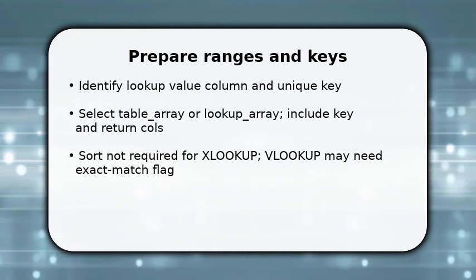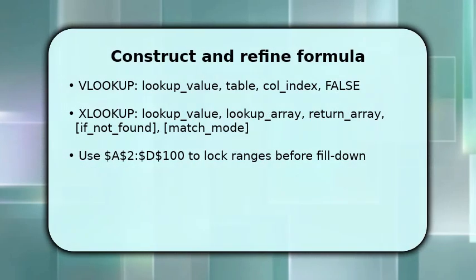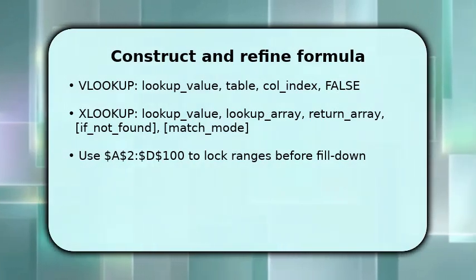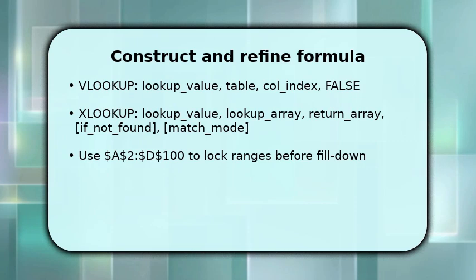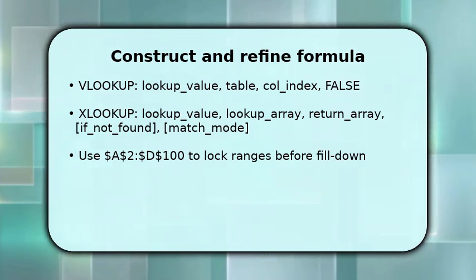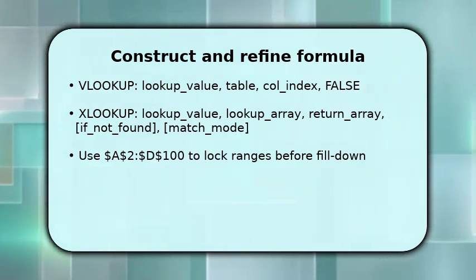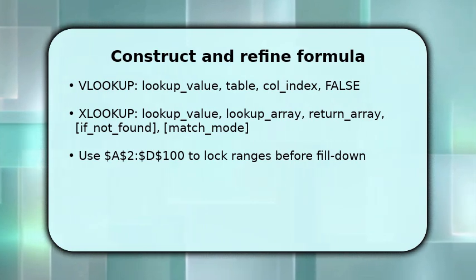Now build the formula and explain why each part matters. For VLOOKUP, specify the lookup value, the full table range, the column number to return, and false to avoid approximate matches. This prevents wrong rows when data isn't sorted.